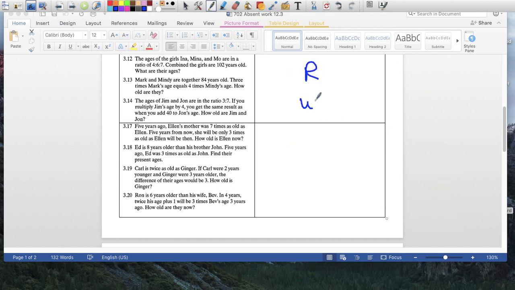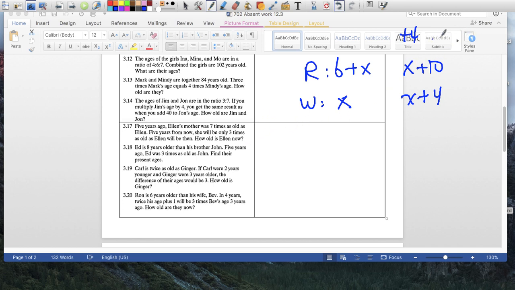Okay, so we got Ron and wife. So wife is x, Ron's going to be 6 plus x. And in 4 years, Ron is going to be x plus 10. The wife is going to be x plus 10, right? Plus 4 years. The wife is going to be x plus 4. In 4 years, twice his age.